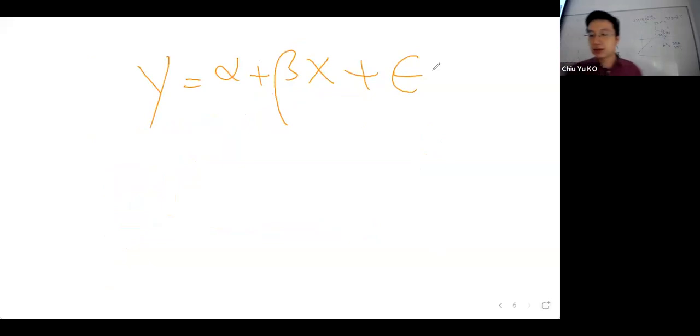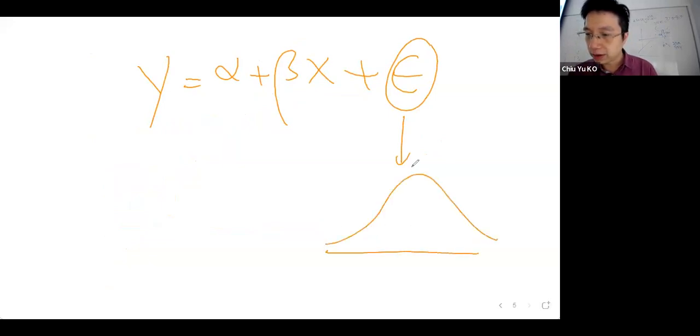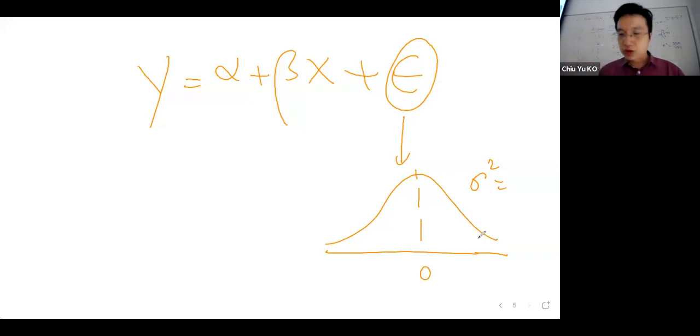And epsilon, you assume it is a bell, a normal, with mean 0 and for some sigma square. This is not 1, this is sigma square. And you can think of MLE as the following. I imagine in the world that I observe some X. I have some X here.